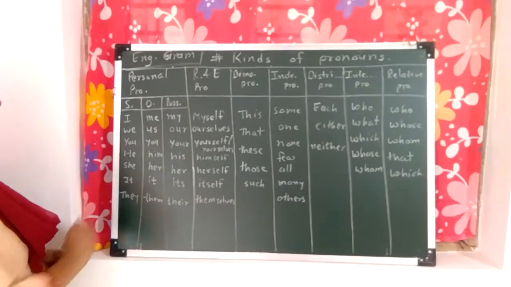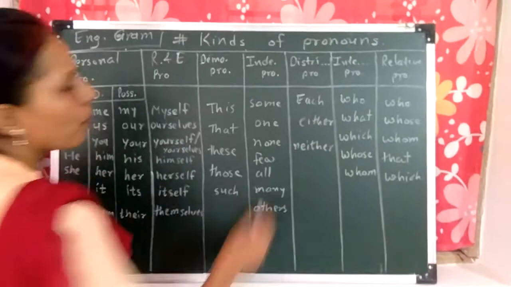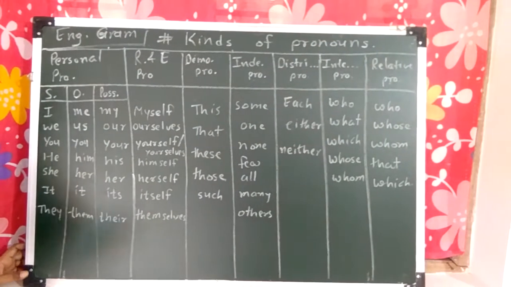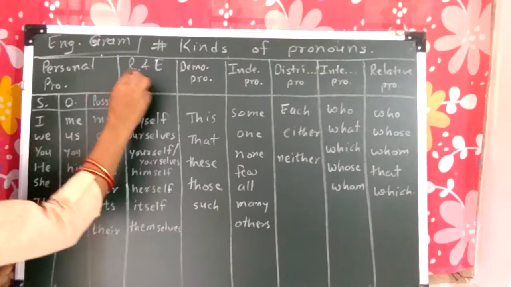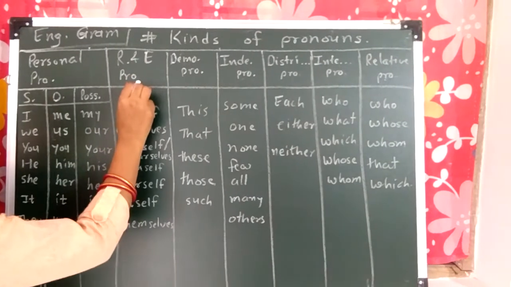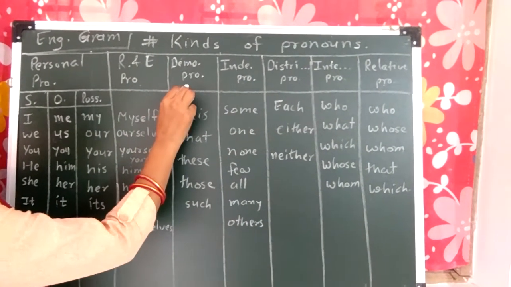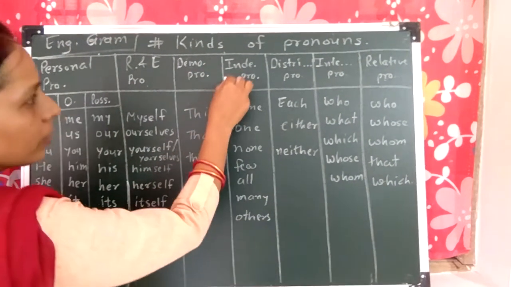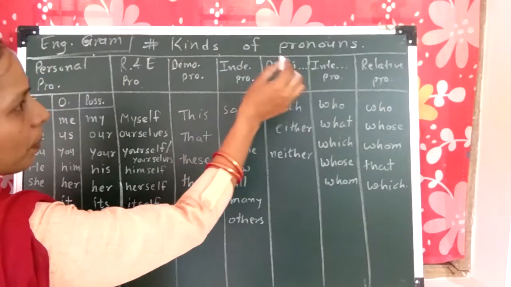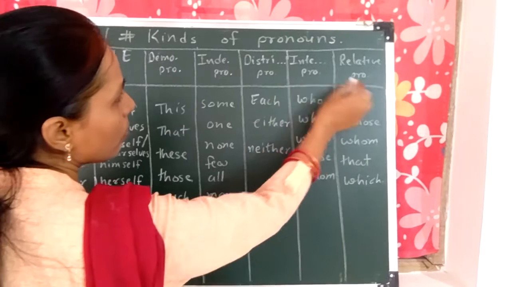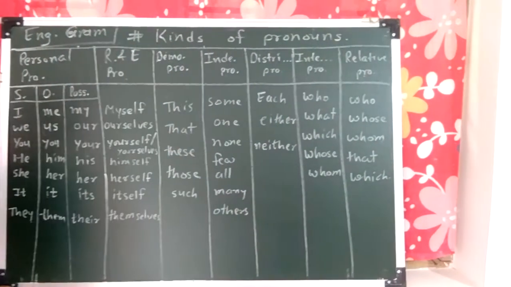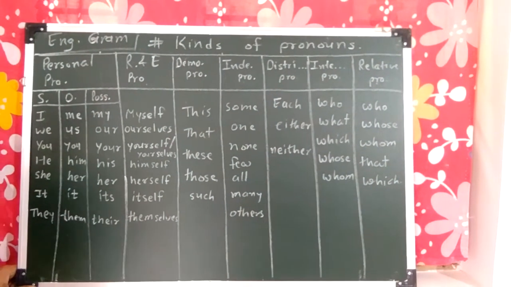Okay. Let's see the kinds of pronouns. There are 7 kinds of pronouns: personal pronouns, reflexive and emphasizing pronouns, demonstrative pronouns, indefinite pronouns, distributive pronouns, interrogative pronouns, and relative pronouns. Let's learn them by this table.